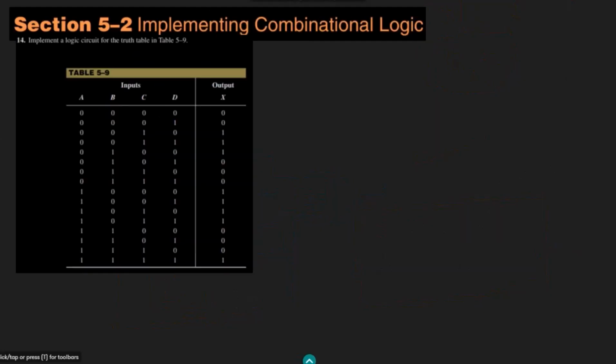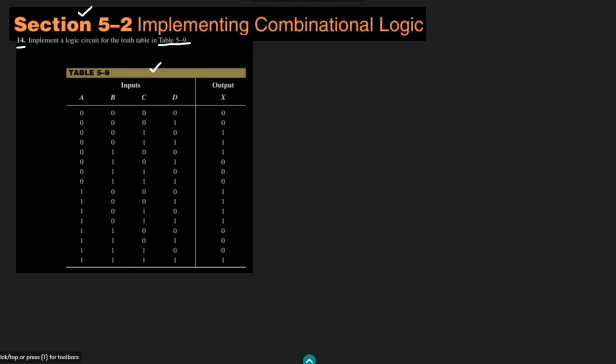Welcome back guys, this is section 5.2 again, and here we are implementing the combinational logic circuits. So question number 4: implement a logic circuit for the truth table in figure 5.9. So this is the table in figure 5.9, and here we have to implement it in the form of a logical circuit. The logic circuit comprises all the inputs which it has, and it will give us the output in accordance with the inputs which are given to it.